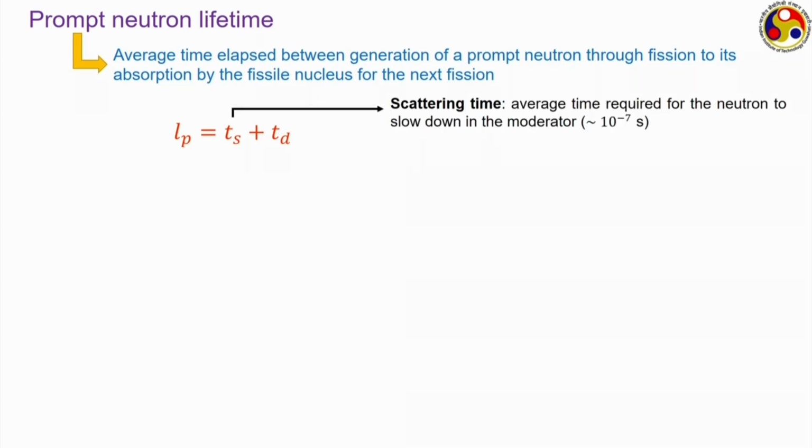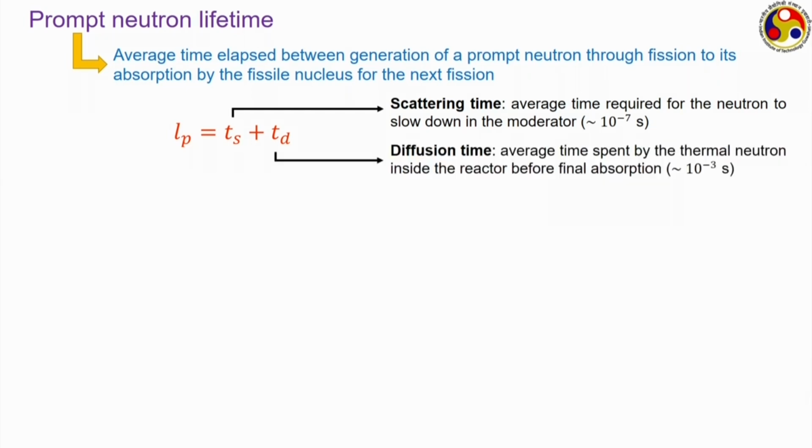Here t_s refers to the scattering time, which is the average time required for the neutron to slow down in the moderator. t_d is the diffusion time, that is, after becoming thermalized, the time it spends inside the reactor. Typically the scattering time is of the order of 10⁻⁷ seconds and diffusion time is of the order of 10⁻³ seconds. We shall be calculating them shortly.